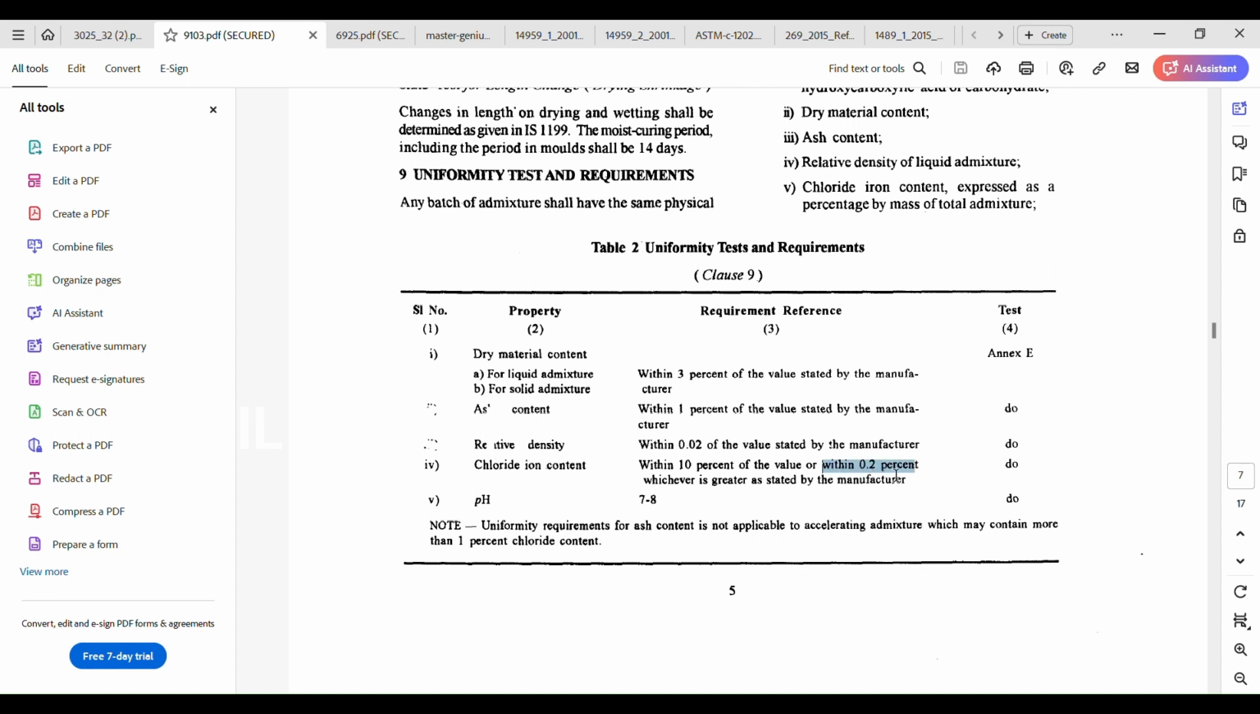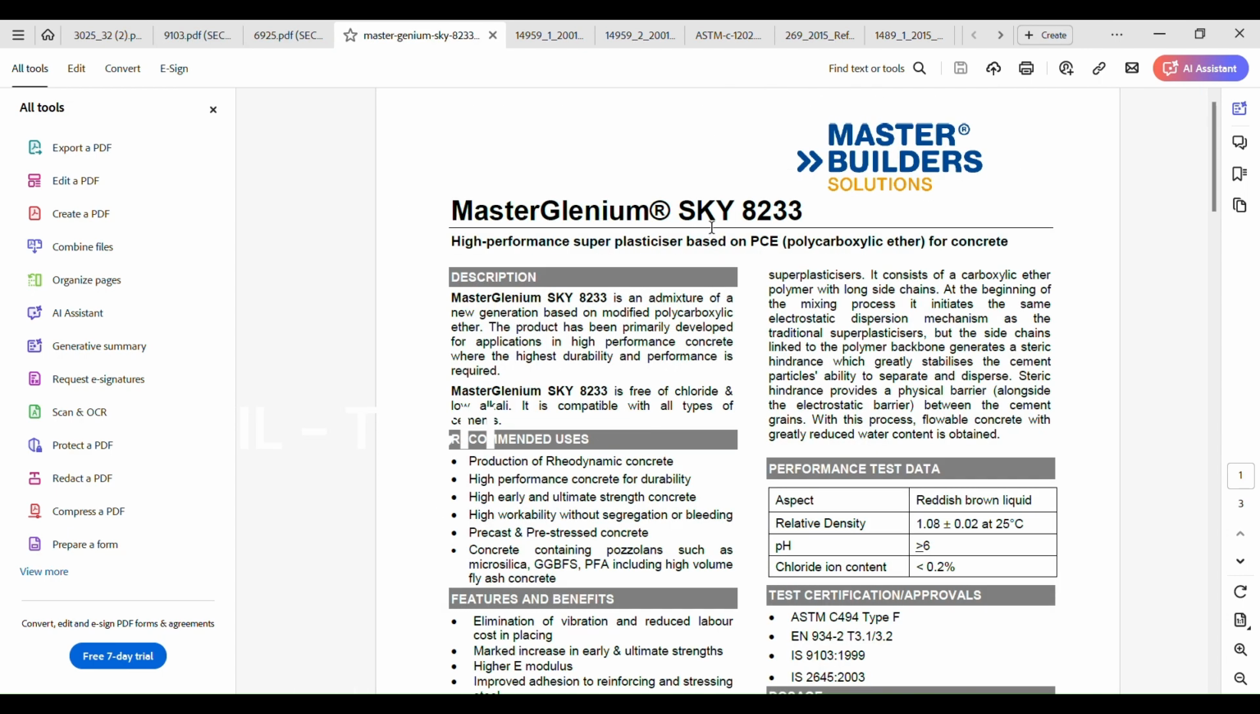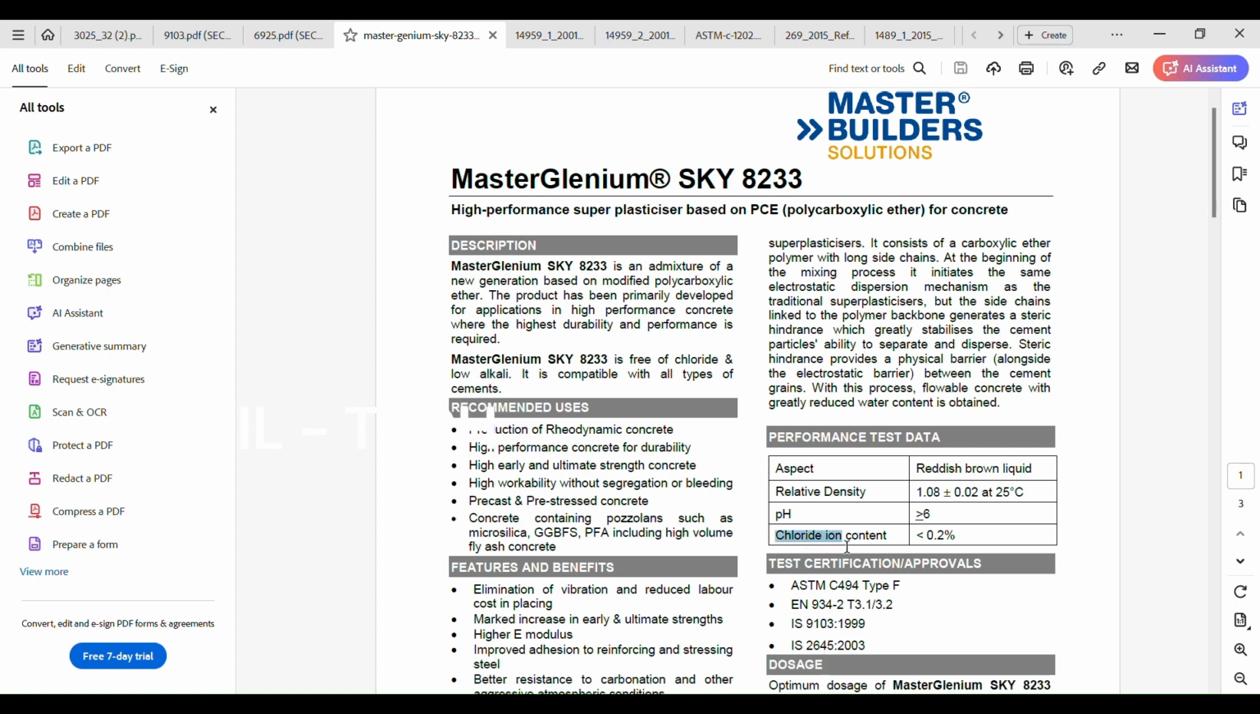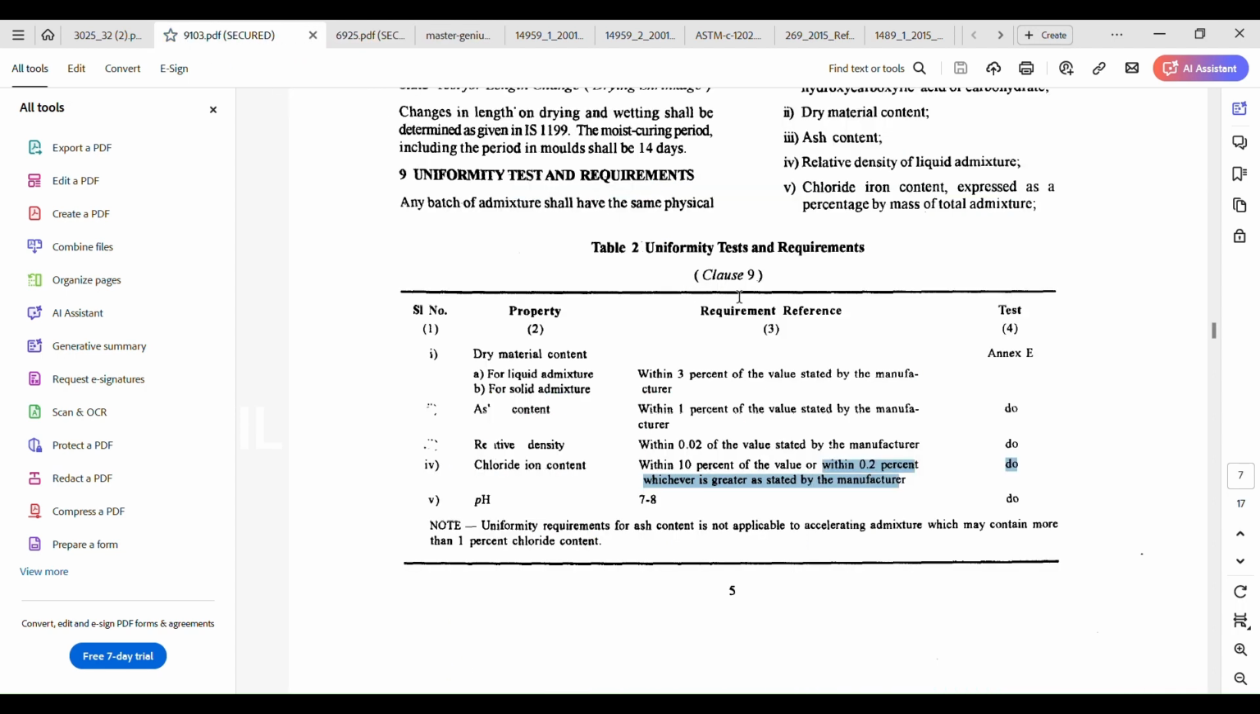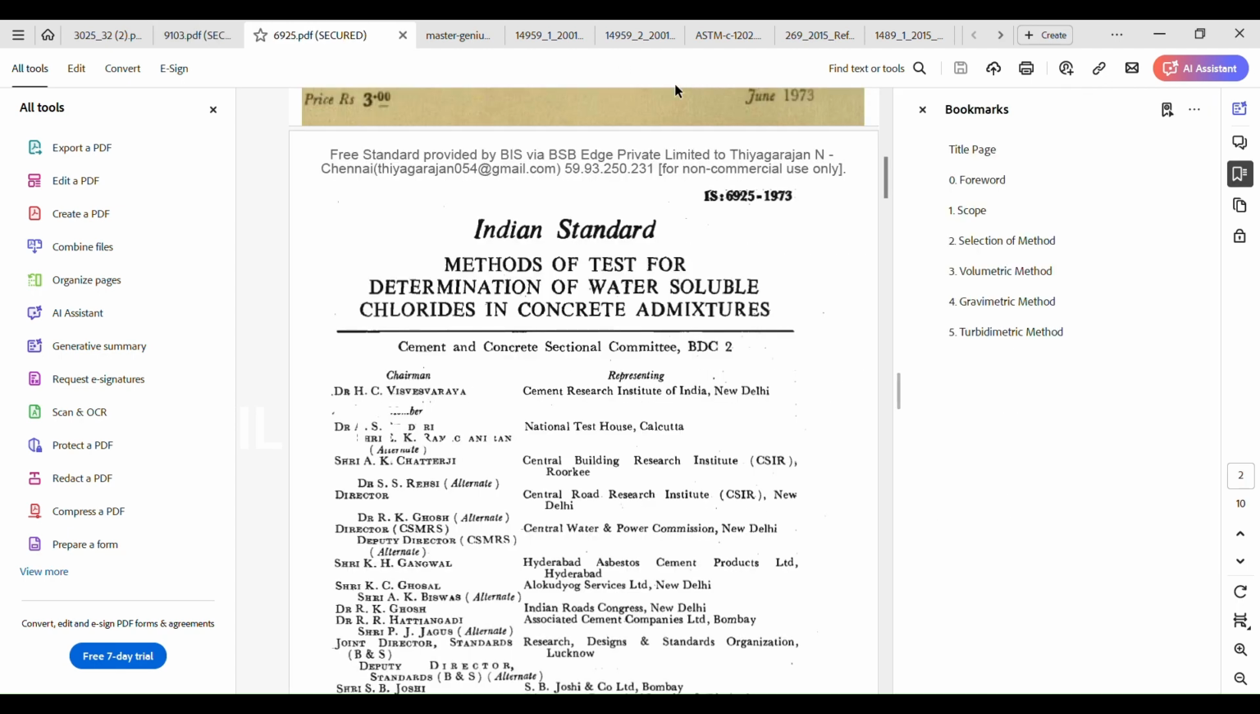So this is the major concern, and most manufacturers will provide within 0.2 percentage of chloride content by mass of admixture. For example, I have taken one admixture, the Master Glenium Sky 8233. In their data sheet, they mention the chloride ion content is less than 0.2 percentage. So this admixture can be acceptable with respect to the 9103 code book requirement. So how can we determine the chloride content in admixture?